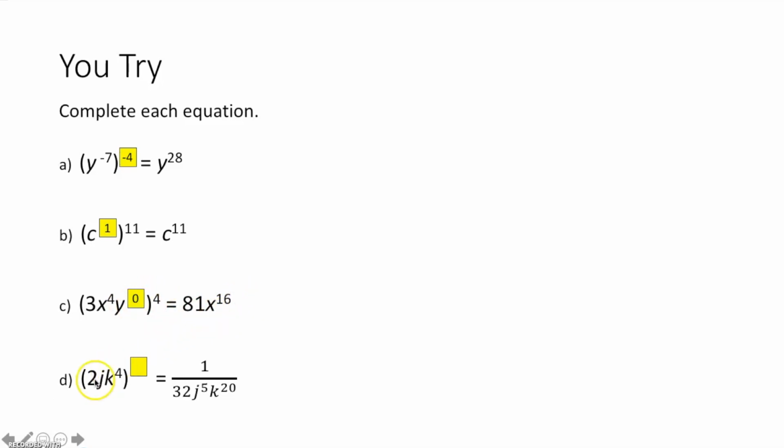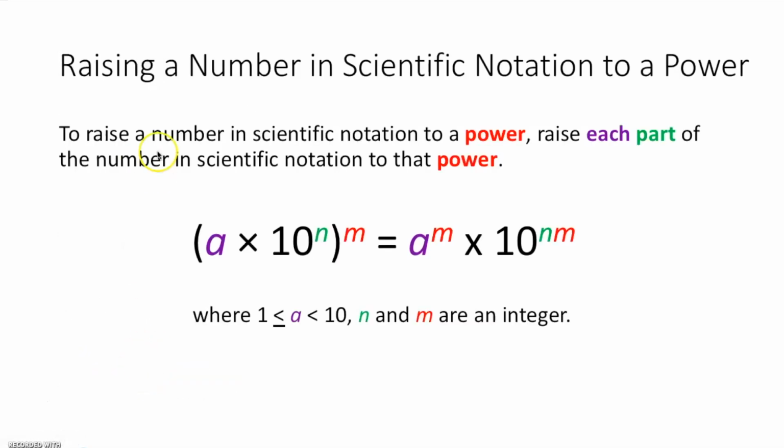Perfect. Here, 2j k to the 4th, all being raised to some power, equals 1 over 32j to the 5th, k to the 20th. Well, it has to be negative, right? Because we flip the fraction. And what do you multiply 4 by in order to get it to be 20? That's 5. What do you multiply 1 by in order to get it to be 5? That's 5. And then 2 to what power equals 32? That's the 5th. So this should be negative 5 here. And you're done.